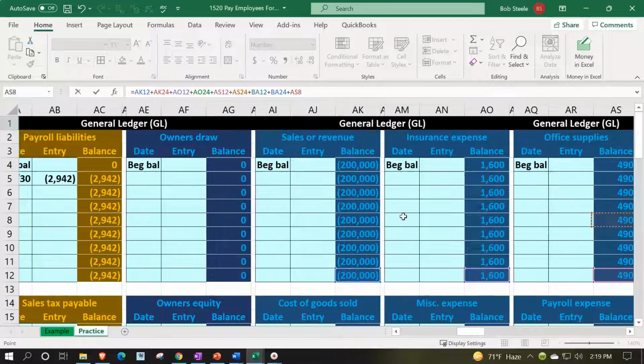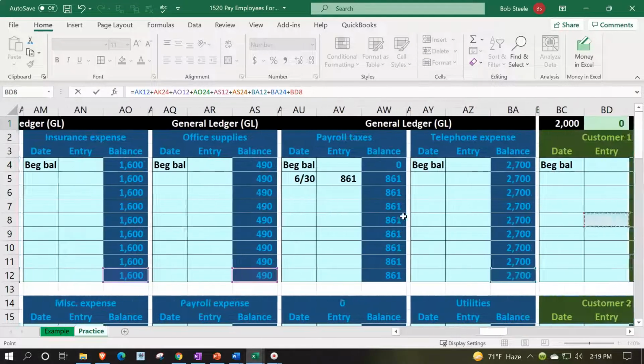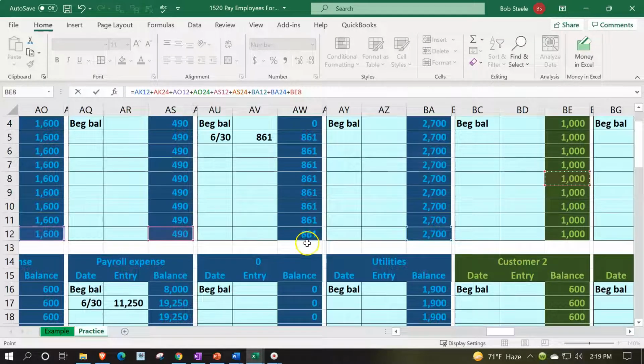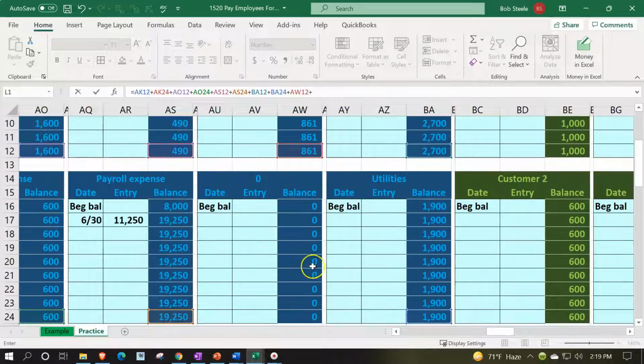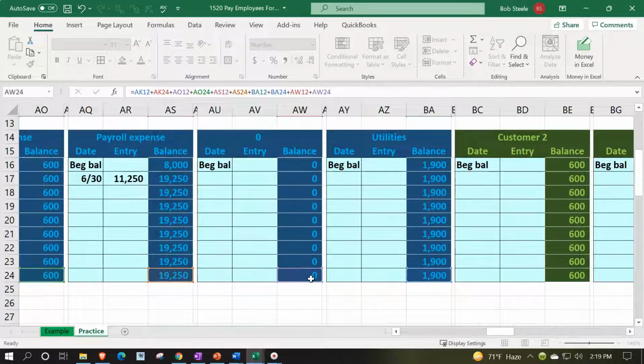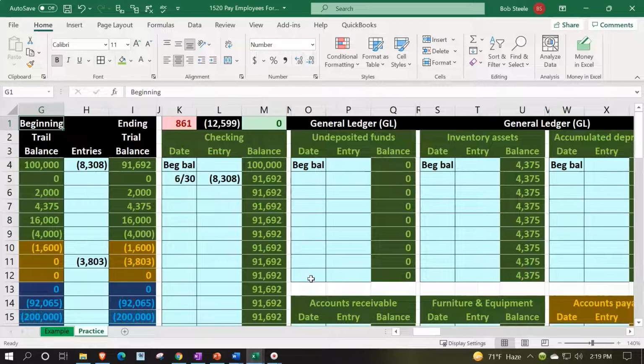So we're going to go back on over. This is comparing the income statement for the payroll taxes, this one and this one. Okay, so that should do it.